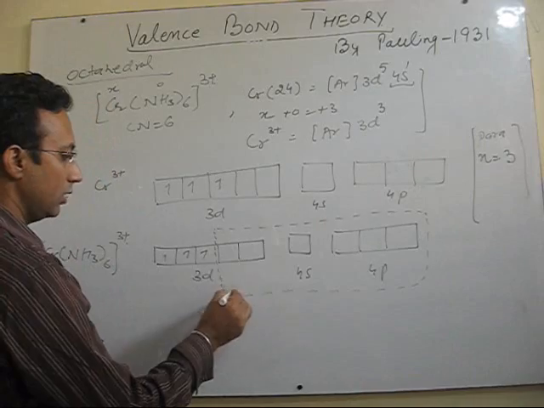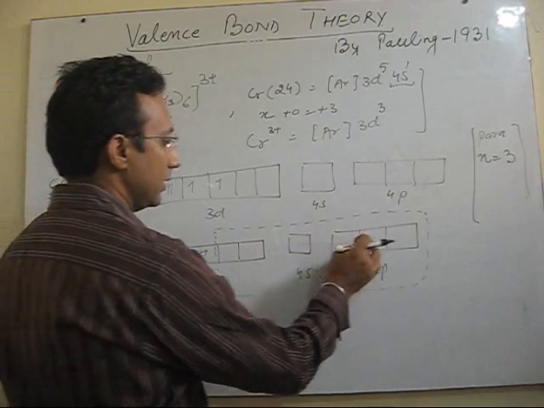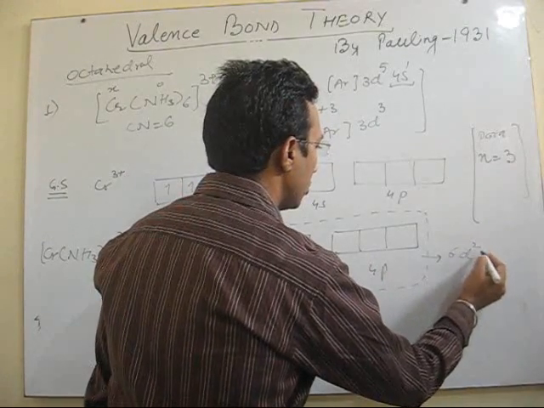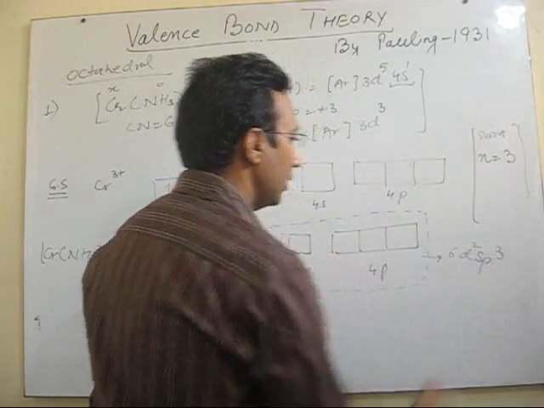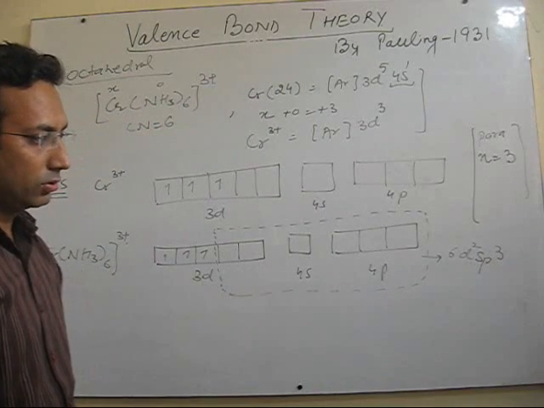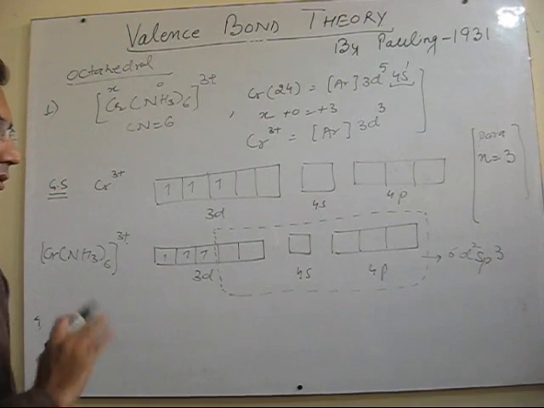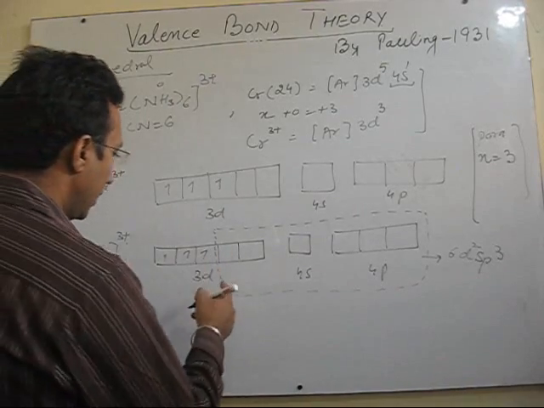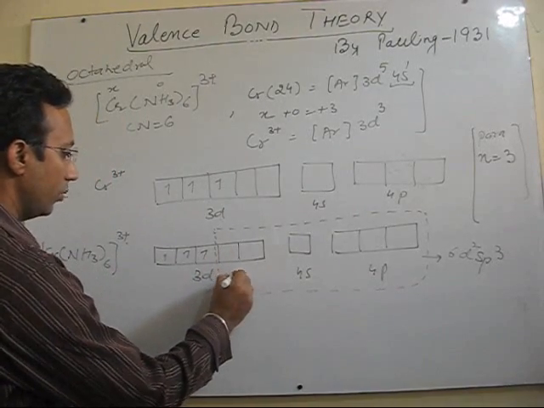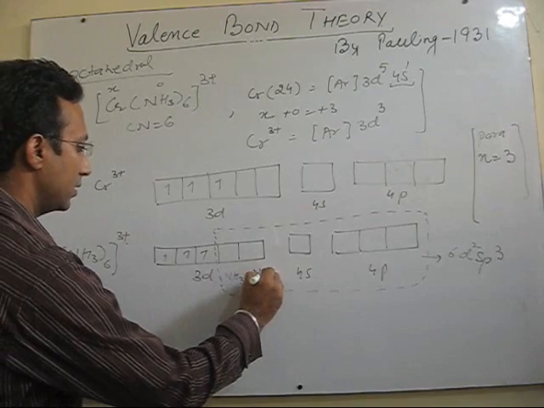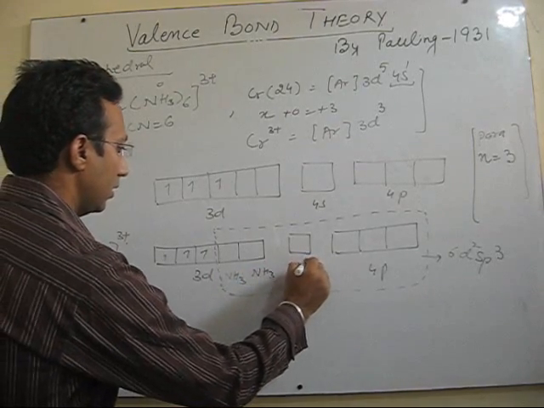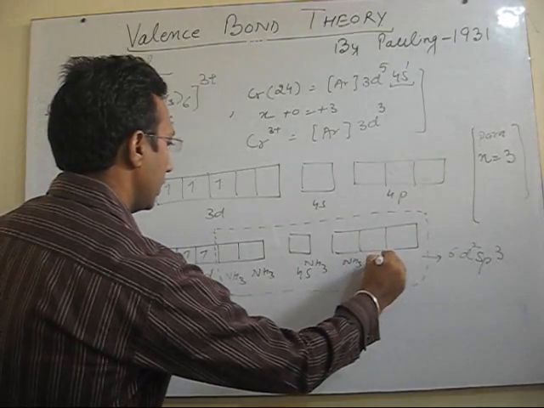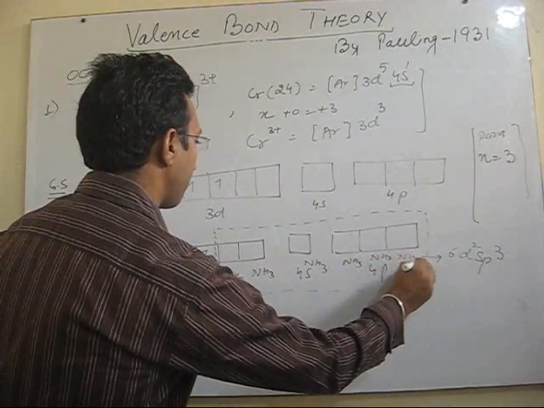This shows that all these orbitals, these 2 d orbitals, 1 s and 3 p orbitals, all hybridize to give you 6 d2sp3 hybridized orbitals. So there are 6 empty orbitals available. Now all of them are of the same energy. So after hybridization, now you can show that 6 ammonia will donate their electrons in these orbitals.